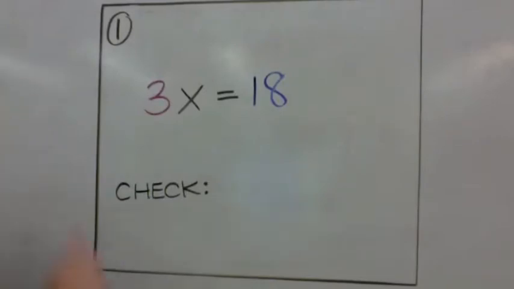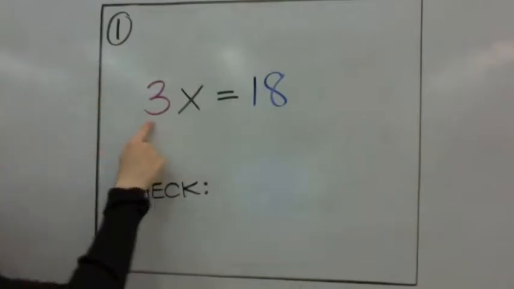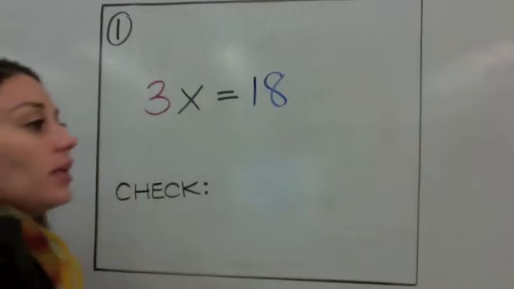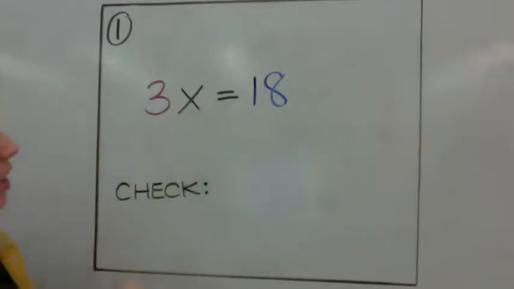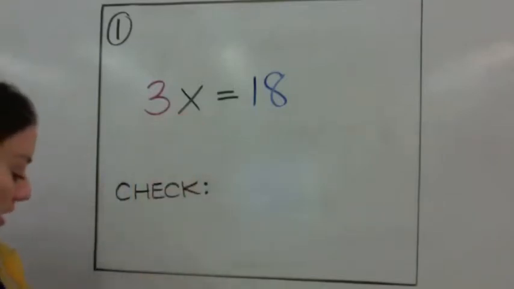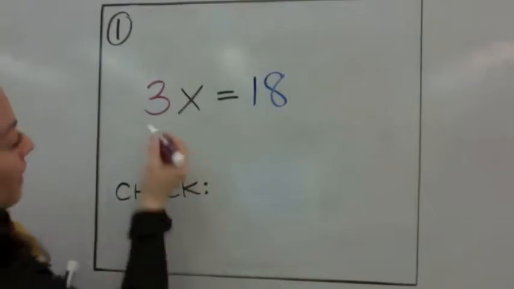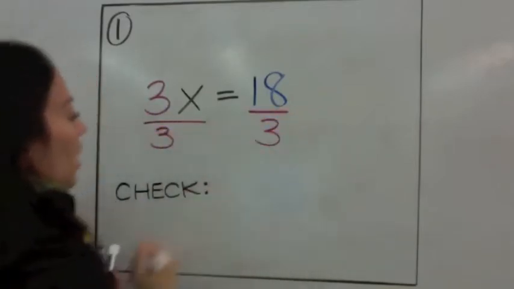Okay, so let's read example 1 with me. It says 3x equals 18. Okay, so we have Mr. 3 and Miss X. They're married, they equal 18. But we need to figure out what number times 3 gives you 18. So what is the opposite of multiplication? It is division. So you're going to divide or divorce by Mr. 3. Divide both sides by the number that is touching X.